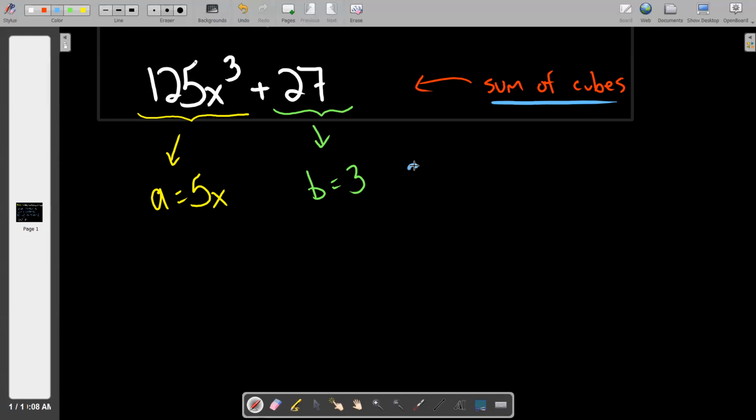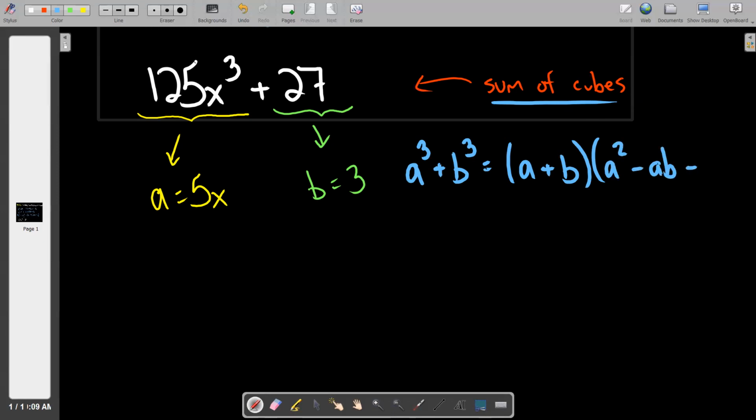So here's your sum of cubes formula. If you have a cubed plus b cubed, then it factors down into a plus b times a squared minus ab plus b squared. I'll say this for the first of probably 100 times: think of it as short set, long set. So when we factor cubes, we're going to say short set, long set.